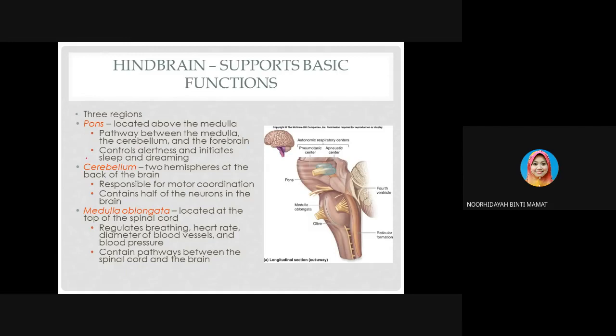In the hindbrain, there is also the cerebellum. The cerebellum has two hemispheres at the back of the brain. It is responsible for motor coordination and contains half of the neurons in the brain. And the medulla oblongata, as you can see from here, is located at the top of the spinal cord. The medulla oblongata functions to regulate breathing, heart rate, diameter of the blood vessels, and also blood pressure. So this is a very important structure, right? The medulla oblongata also contains pathways between the spinal cord and the brain.